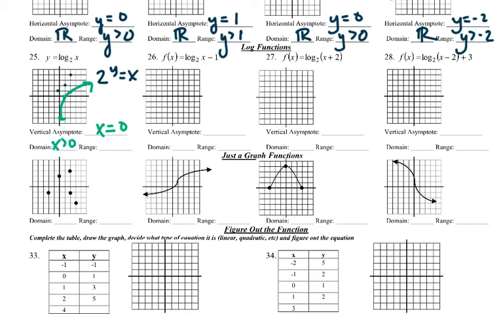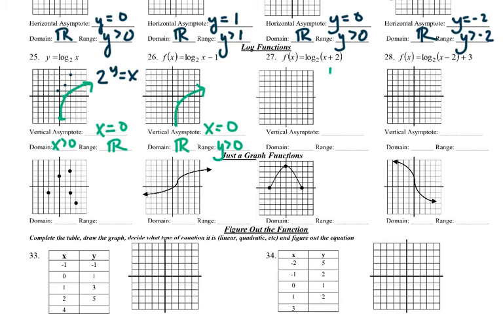The domain is greater than 0, and the range is all real numbers. If I take that graph and I go down 1, so I'm going to take that point down 1, like this. So still vertical asymptote at 0, still all real numbers, still greater than 0.